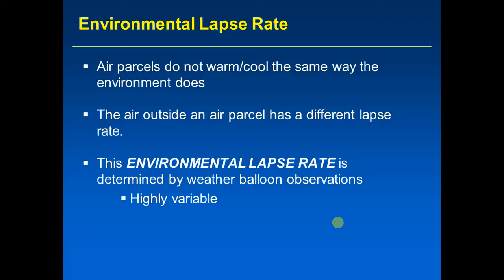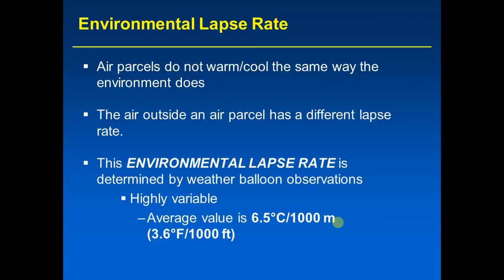But recall from lecture 1, chapter 1, back in the day, the average value is 6.5 degrees Celsius per 1,000 meters or 3.6 degrees Fahrenheit per 1,000 feet. What you see is that the environmental lapse rate has an average value between the moist adiabatic lapse rate and the dry adiabatic lapse rate, okay? Keep that in mind because we'll talk about how normally the atmosphere is in its state of conditional instability.